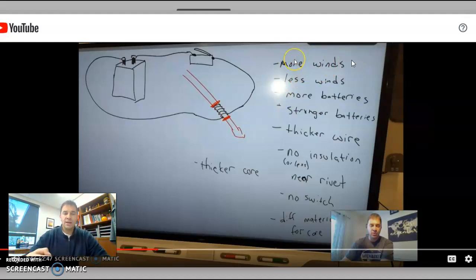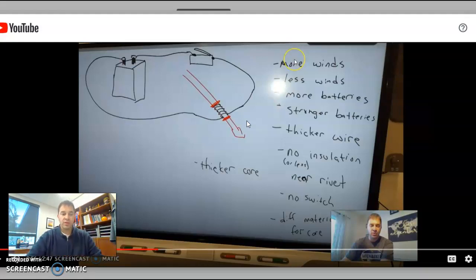So we talked about winding it more often, winding it less often, using stronger batteries, or using more batteries, or a thicker wire, all that kind of stuff. So we reviewed the results of that. And what we found for the groups that had multiple batteries, they said this ended up becoming a stronger electromagnet. They were able to pick up about 6 or so more paper clips than they had just with their regular electromagnet.